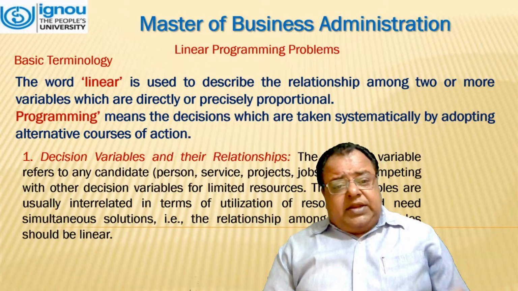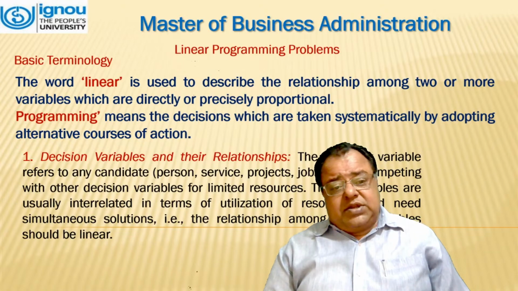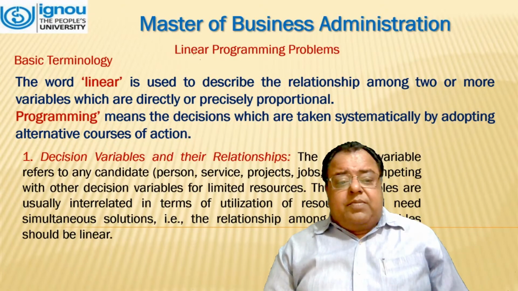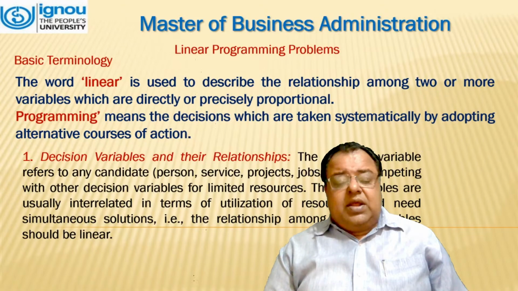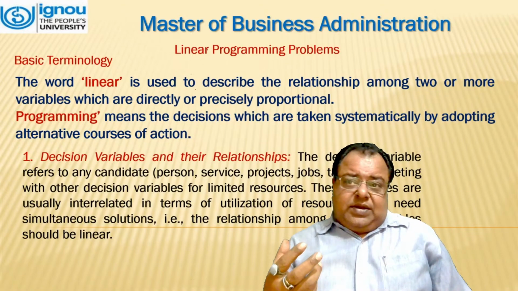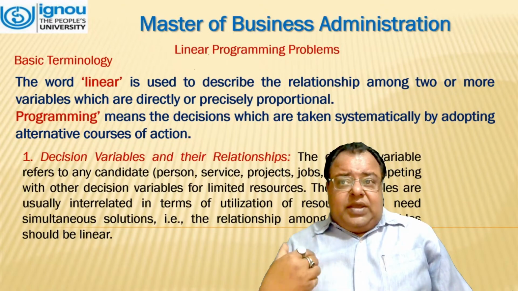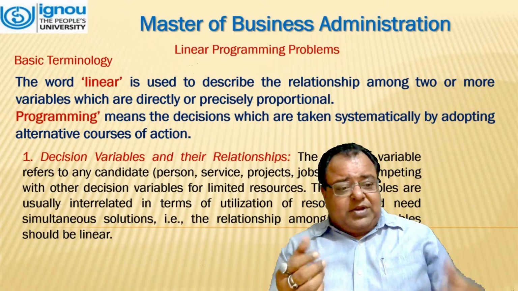The word linear is used to describe the relationship among two or more variables which are directly or precisely proportional. What is meant by programming? Programming means the decisions which are taken systematically by adopting alternate courses of action. While we will be transforming the statement into the equation or inequation form, we should be aware of different terminologies.